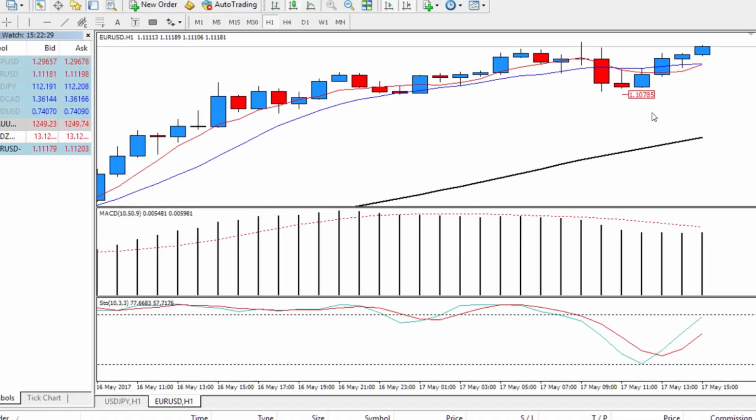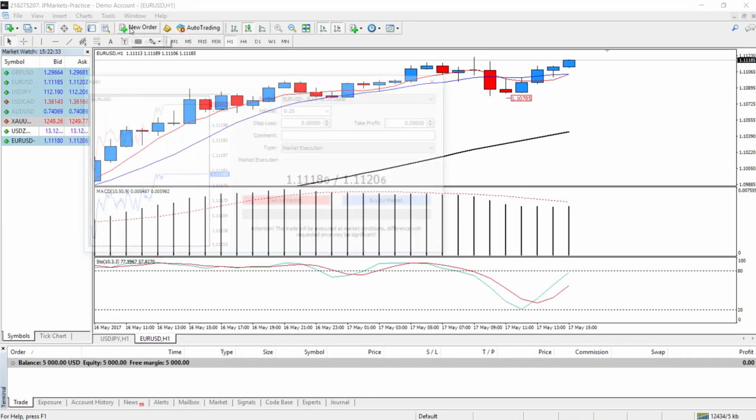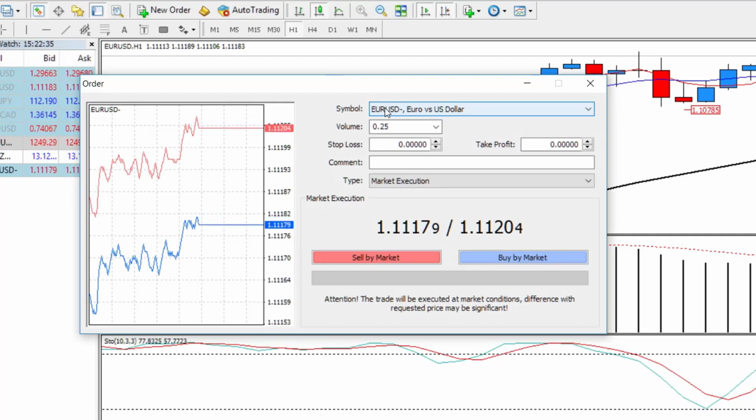So I'm going to go ahead and place a trade here. We click on new order, make sure that we're on euro dollar, and we've set the volume to 0.25. That's a quarter of a lot, so we should be trading at $2.50 per pip, and I can select buy by market. I could enter the stop loss immediately because we have the price label here. It would be easy enough to read it off and type it in, but there's another fun way to do it. So let me first click buy.